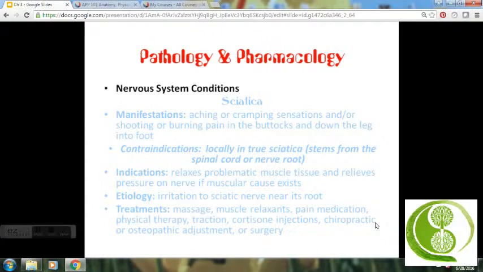The etiology, the cause of sciatica, is irritation to the sciatic nerve at or near its root. Treatments include massage, muscle relaxers, pain meds, physical therapy, traction, cortisone injections, chiropractic or osteopathic adjustments, or surgery.